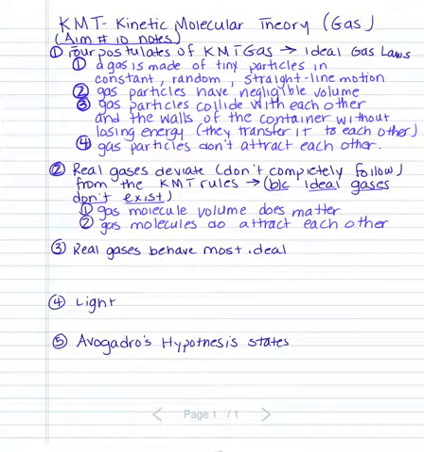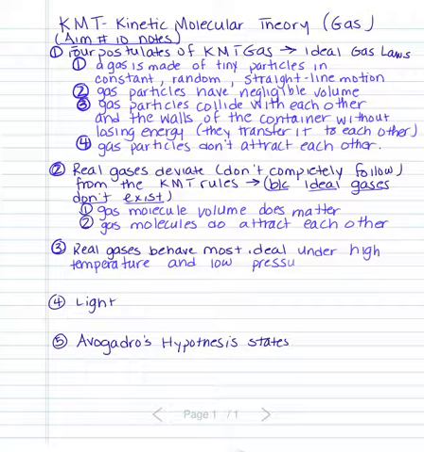Now, we can manipulate the conditions to make real gases behave more ideal, and real gases behave most ideal under conditions of high temperature and low pressure. This is when the gas molecules are furthest apart from each other. They spread out the most, allowing their volumes to be least important and allowing their attractions to be overcome the most.